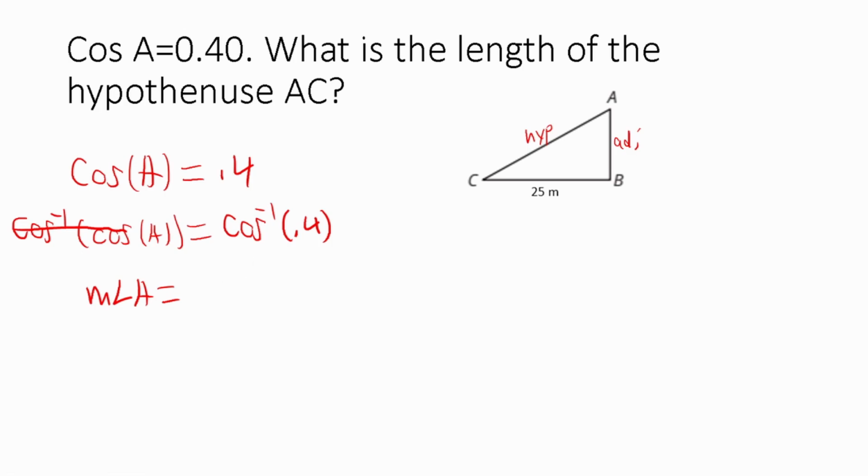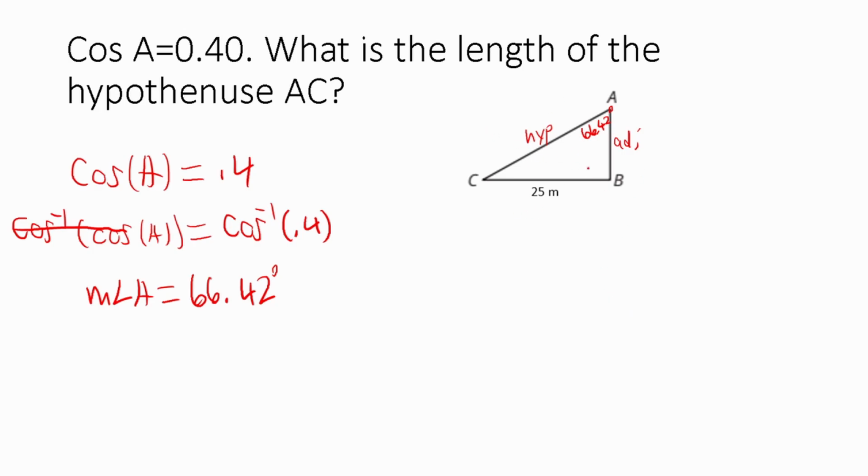So let's plug cosine inverse of 0.4 into a calculator. Cosine inverse of 0.4 gives me, and I'm going to round to the second decimal place here, 66.42 degrees, right? And that's for this angle right here, 66.42 degrees.